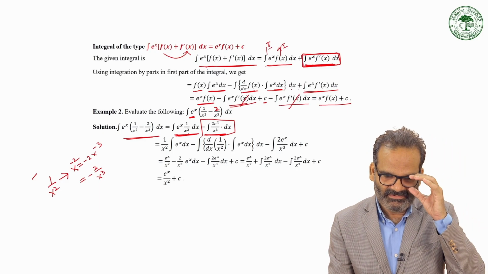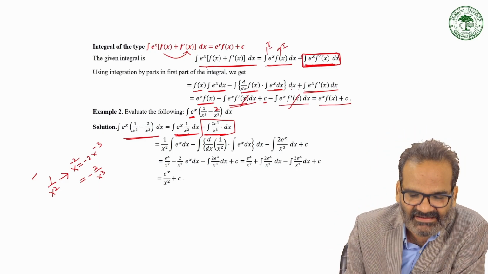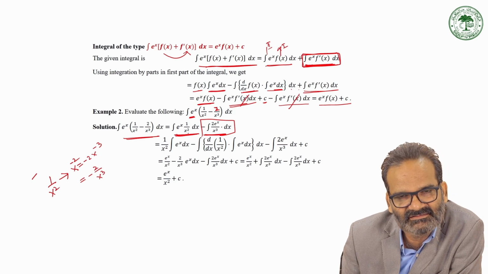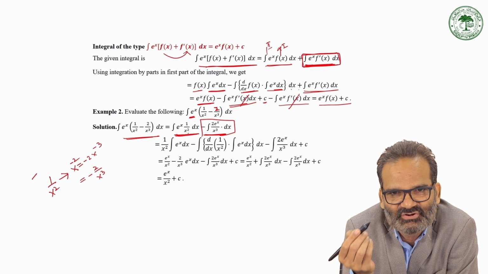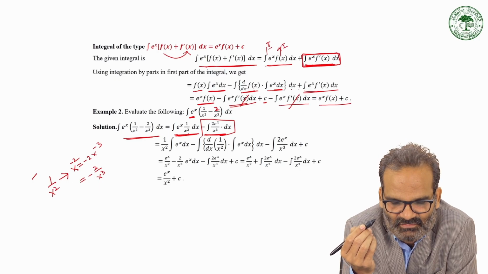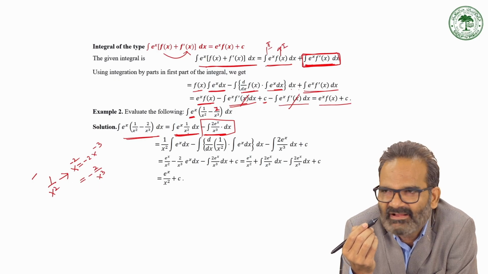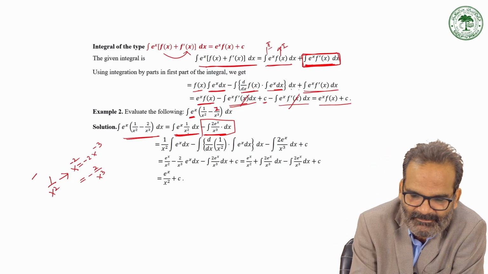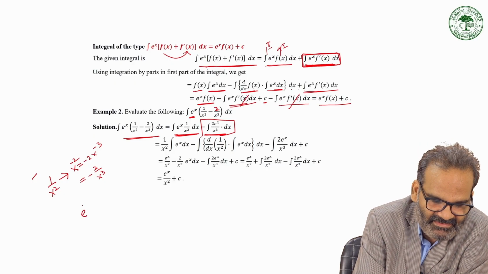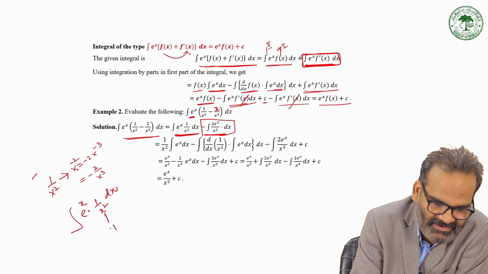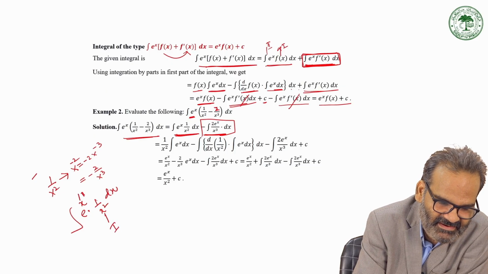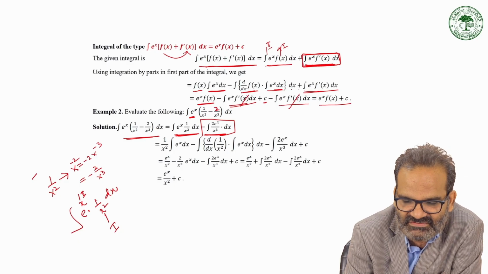So come on and use this method of integration. e raised to power x into 1 upon x square. e raised to power x is an exponential function. It should be taken as second. So 1 upon x square, being algebraic, should be taken as first function. So 1 upon x square, e raised to power x, this is our function. This should be taken as first and this should be taken as second. Now use the formula of integration by parts.